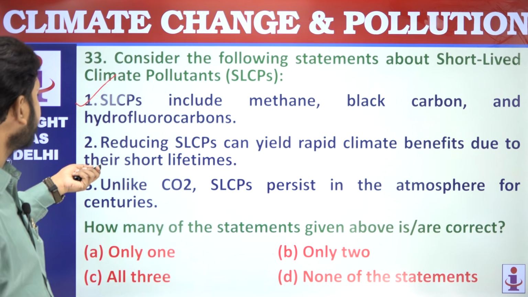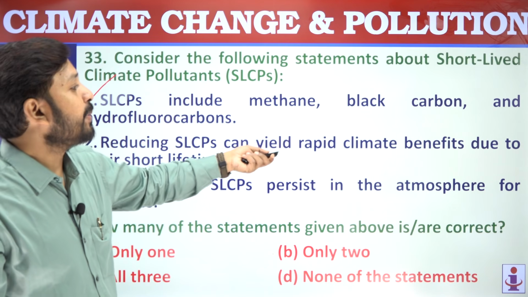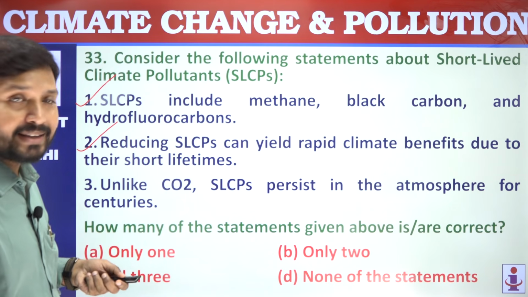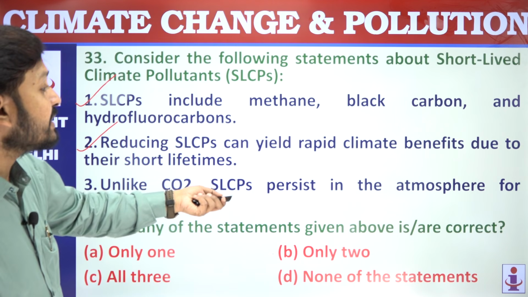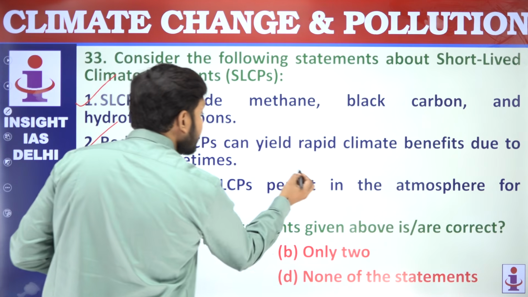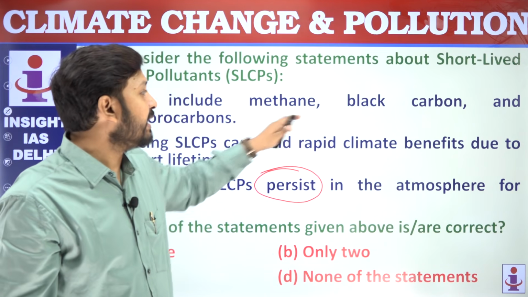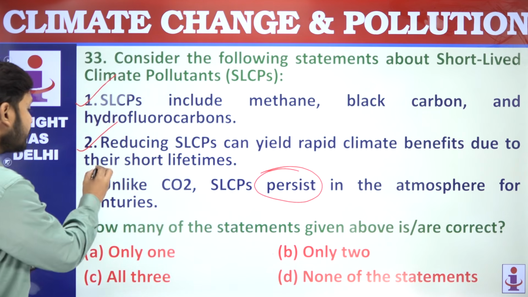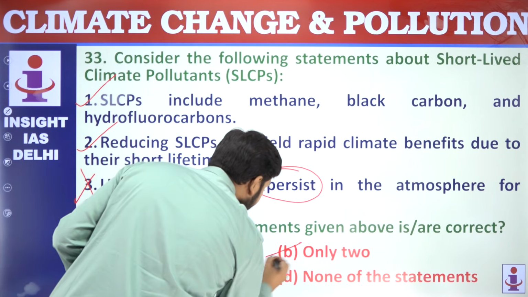Next one: reducing short-lived climatic pollutants can yield rapid climate change benefits due to their short lifetimes. Yes, this is also the right statement. Unlike carbon dioxide, short-lived climatic pollutants persist in the atmosphere for centuries. See, this statement is contradicting. Earlier they said their lifetime is very short, but here it says they persist in the atmosphere for centuries. This is the wrong statement. So 1 and 2 are correct, and they are asking for the correct ones, so only 2 statements are correct. That is there in option B.